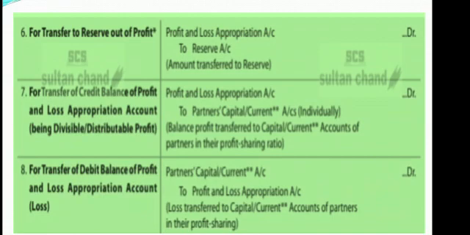Now seventh, for transfer of credit balance of profit and loss appropriation account, it is nothing but the divisible profit. You remember on the debit side we were having the 'to profit transferred to' entry. So it will be profit and loss appropriation account debit to partner's capital account. It is for distribution of divisible profit in the profit sharing ratio. Reverse case, if there is finally a divisible loss, then partner's capital will reduce. And when partner's capital, a sort of liability, reduces, it has to be debited.